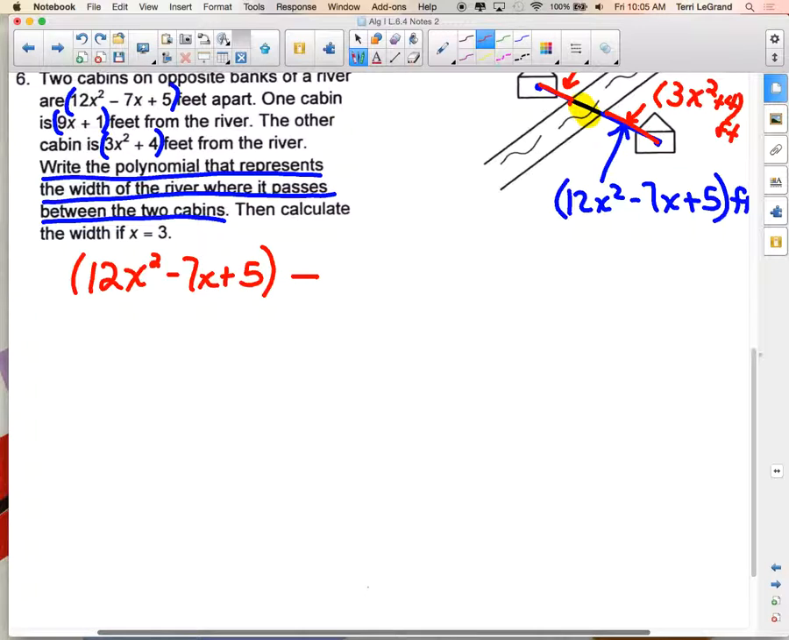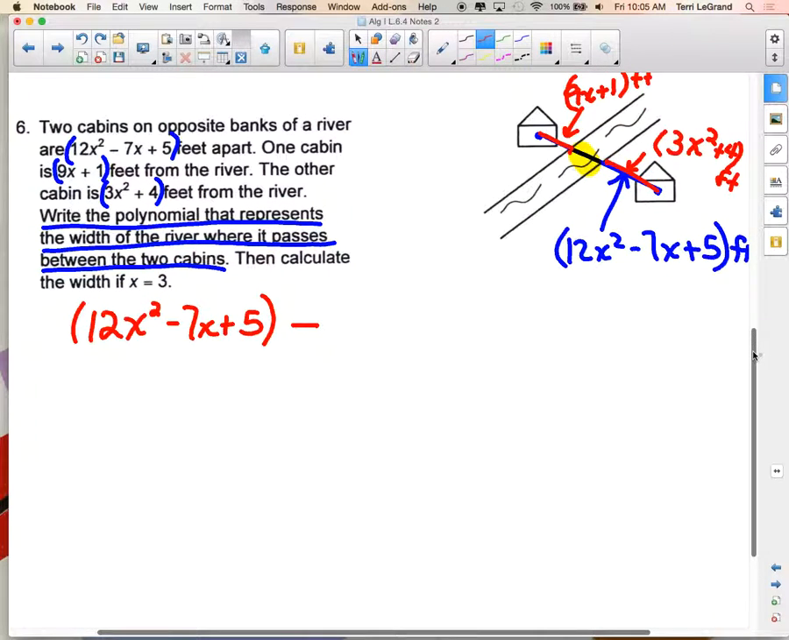Subtract. Would there be a couple of different ways to go about this? Yeah. What could you do? 9x plus 1 plus 3x squared. You could add their two distances from the river together first and then subtract, or you could subtract each of them individually. You make one long statement here. So let's do that. 9x plus 1, and then we also have to subtract the 3x squared plus 4.